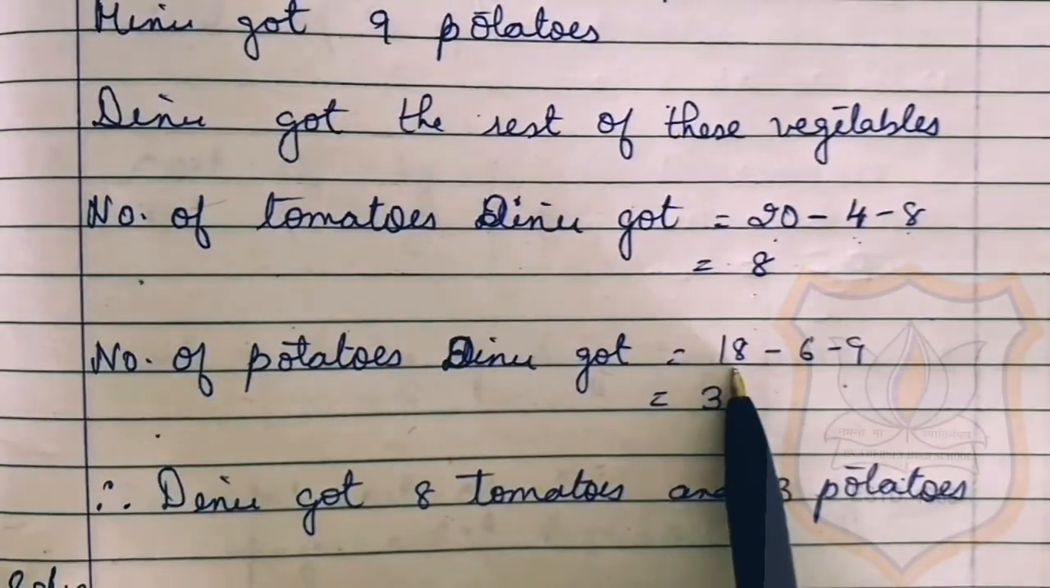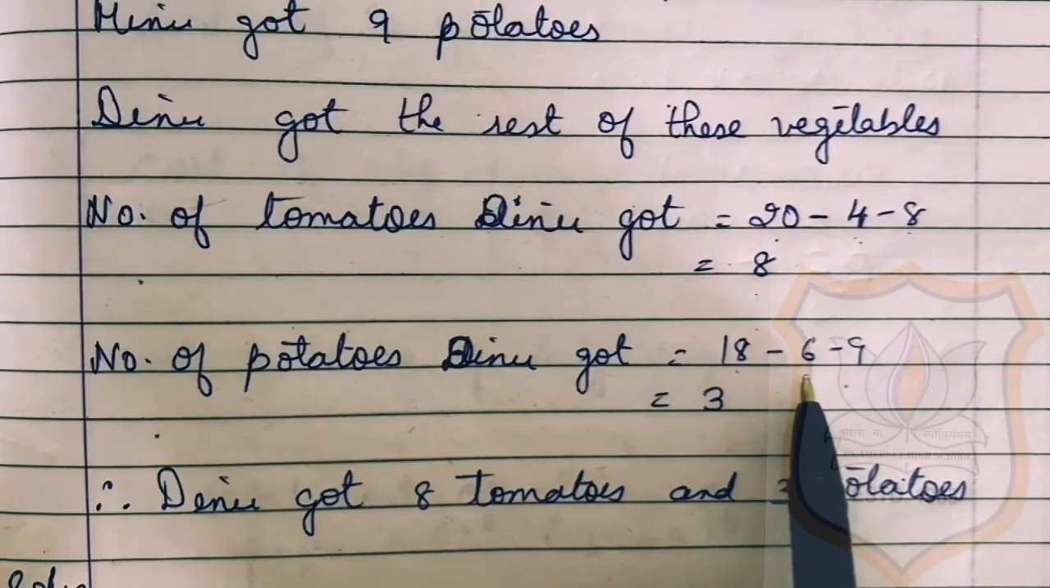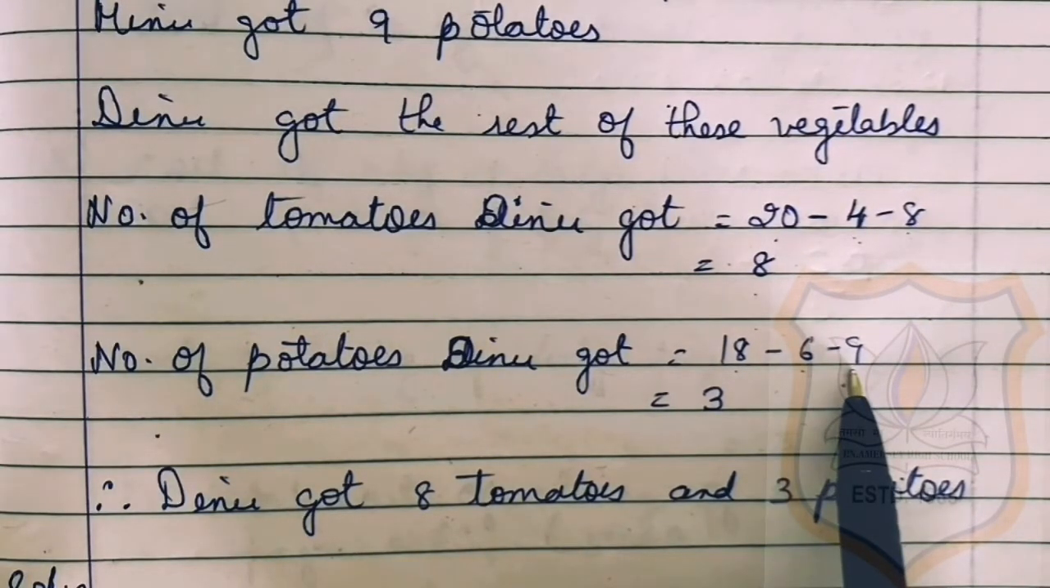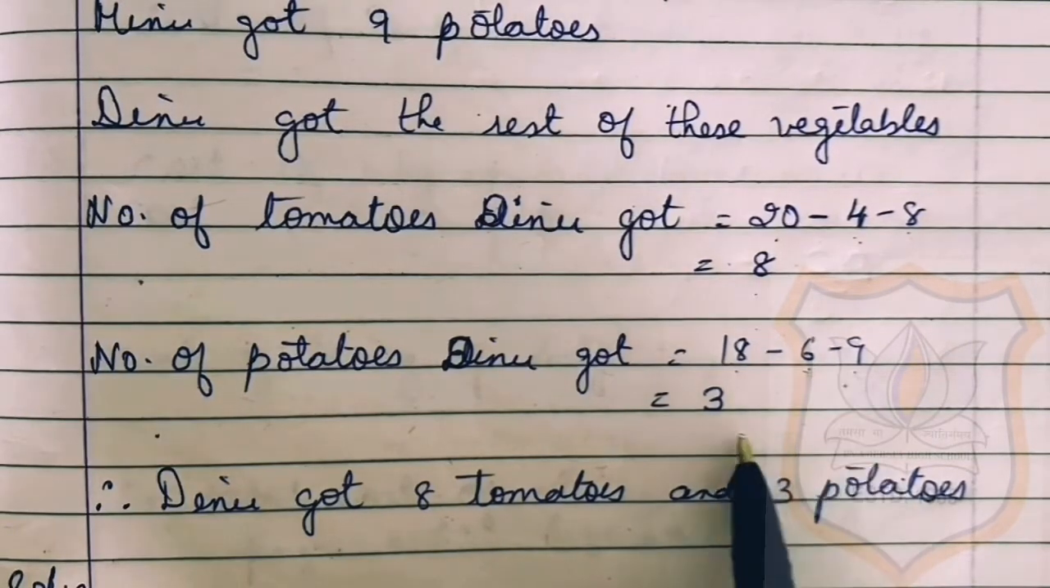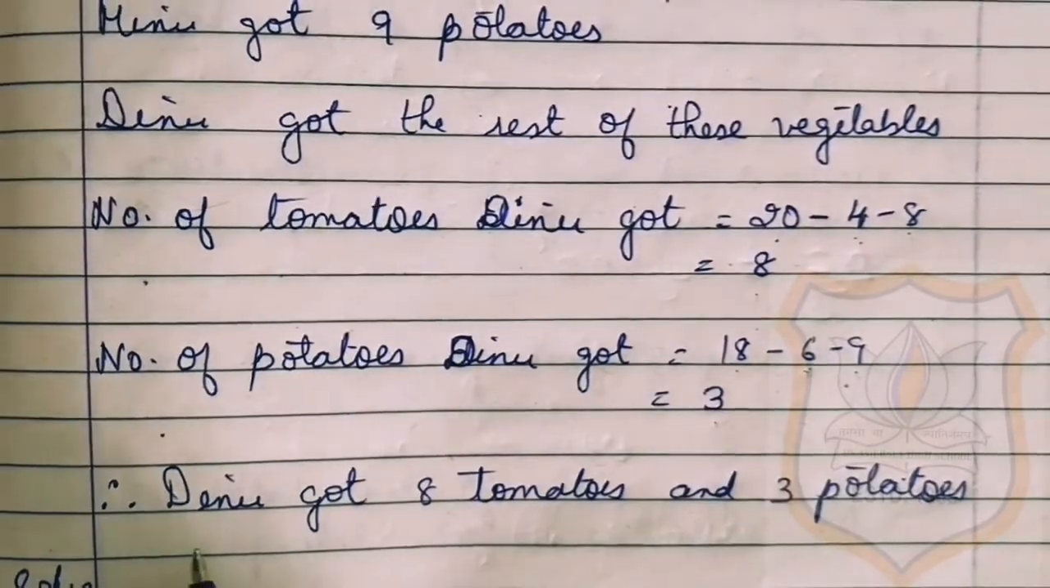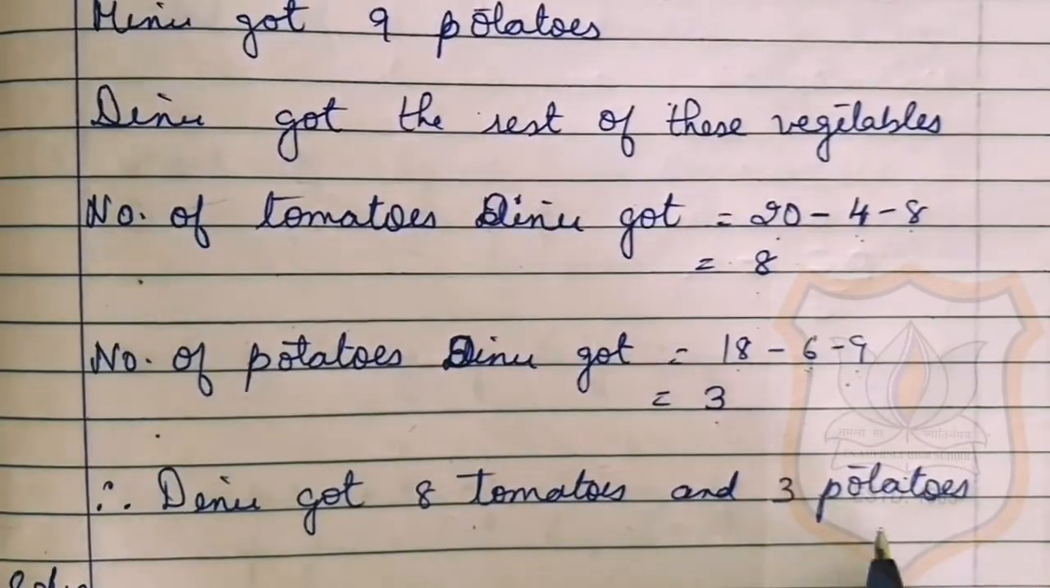Now the number of potatoes Dinu got. Total potatoes were 18. We will subtract Tinu's share, that is 6, and Meenu's share, that is 9. By subtracting 6 from 18 we will get 12, and by subtracting 9 from 12 we will get 3. Therefore Dinu got 8 tomatoes and 3 potatoes.